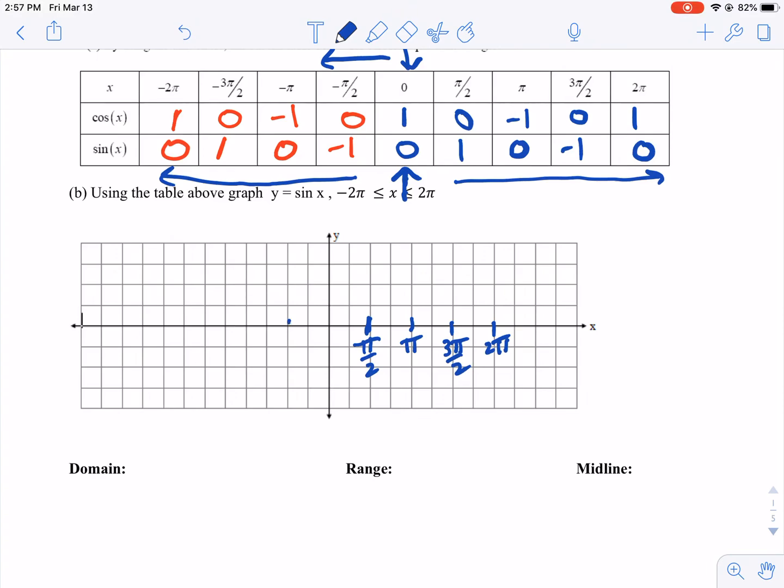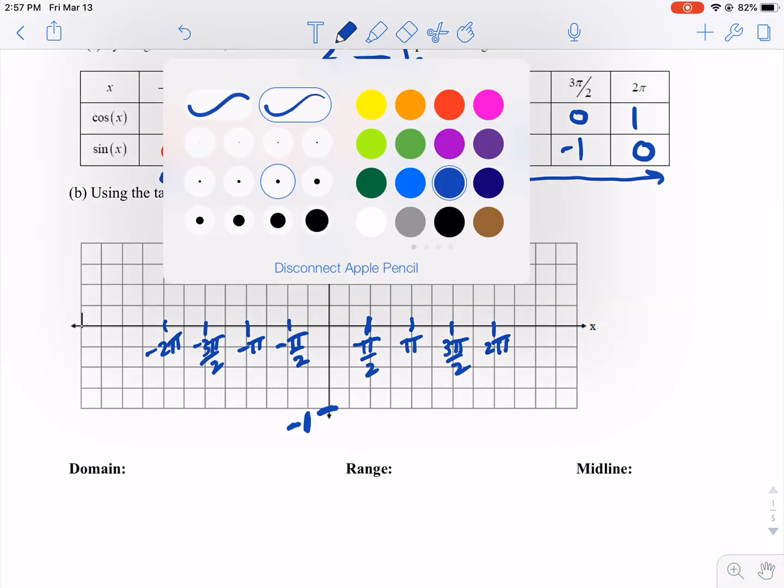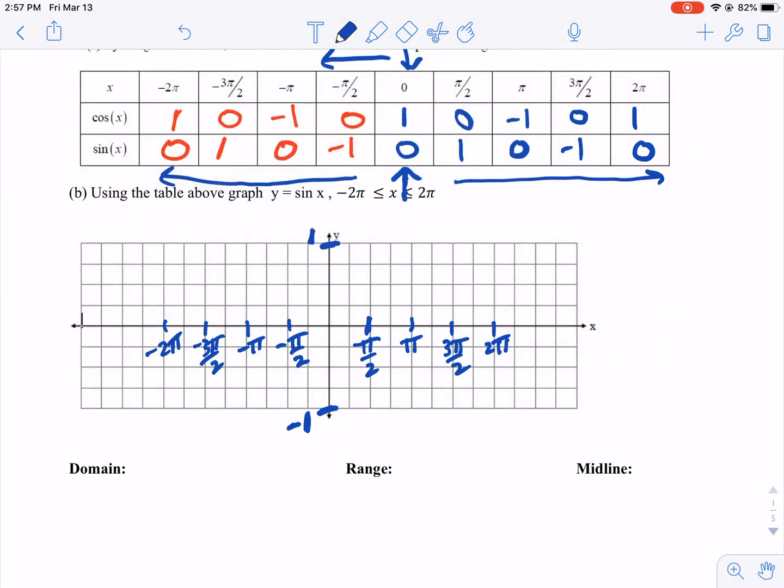And I'm going to do the same thing on the other side. Negative pi halves, negative pi, negative 3 pi halves, negative 2 pi. And then I'm going to go up here all the way to the top and say this is 1 and this is -1. Now we're just going to plot the points. So cosine, which one am I doing? I'm doing the sine first. All right, so we're plotting the sine.